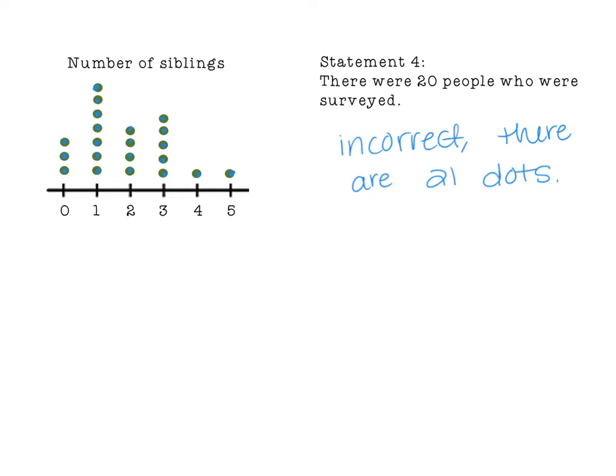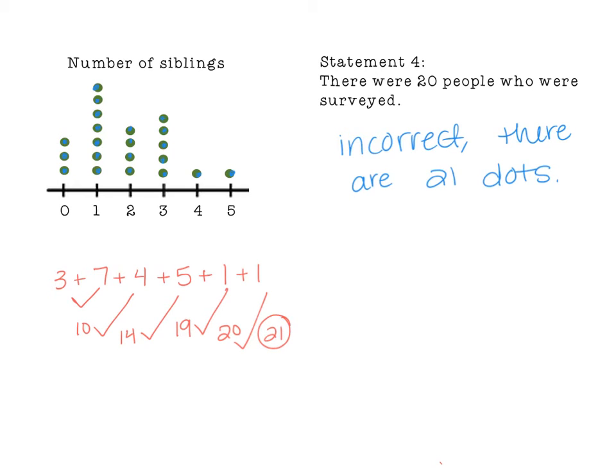Another way to do this would be to add the frequencies. So the frequency for 0 is 3. The frequency for 1 is 7. The frequency for 2 is 4. The frequency for 3 is 5, for 4 is 1, and the frequency for 5 is also 1. 3 plus 7 is 10. 10 plus 4 is 14. 14 plus 5 is 19. 19 plus 1 is 20. And 20 plus 1 is 21. So there were actually 21 people surveyed.